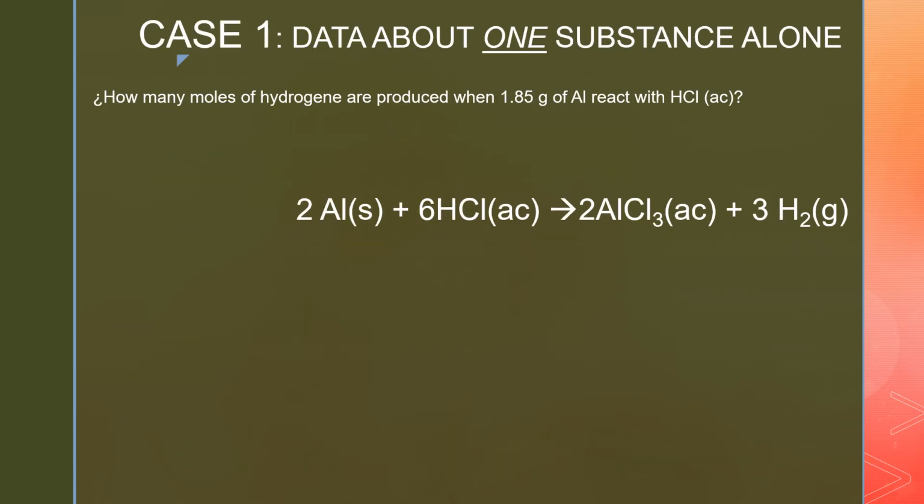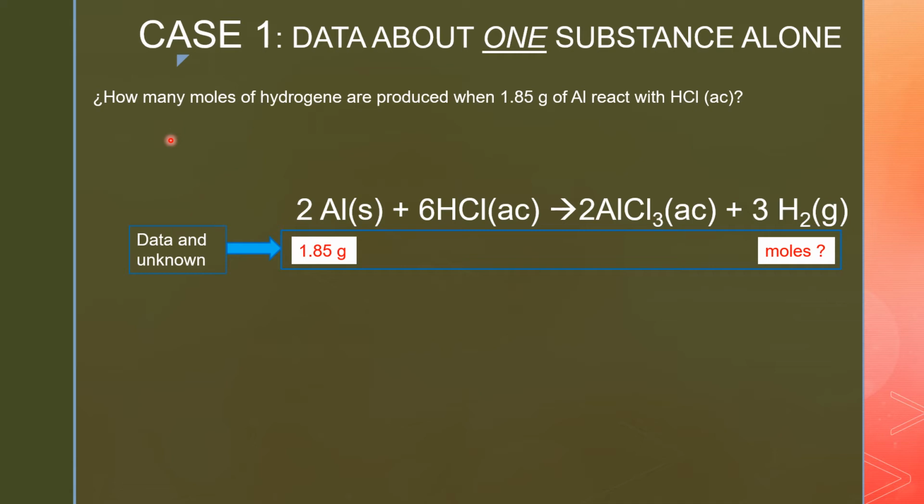There's a first case when in a problem you will have data about only one substance of all the substances involved. Like in this one, how many moles of hydrogen are produced when 1.85 grams of aluminium react with hydrochloric acid. In this case, all you know is how much aluminium you have, nothing else. So let's establish which one is our data and which one is our unknown. This is the data and this is the unknown.